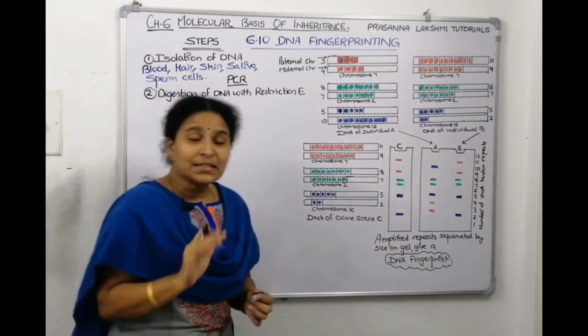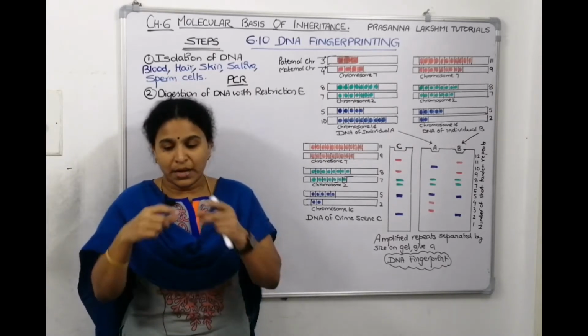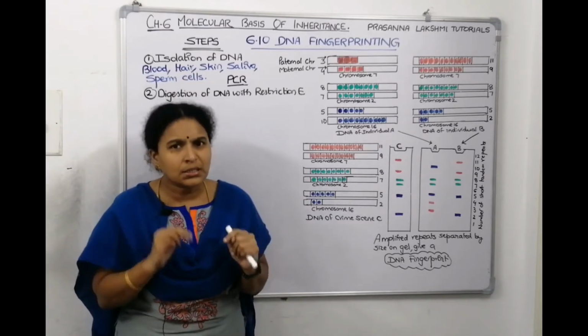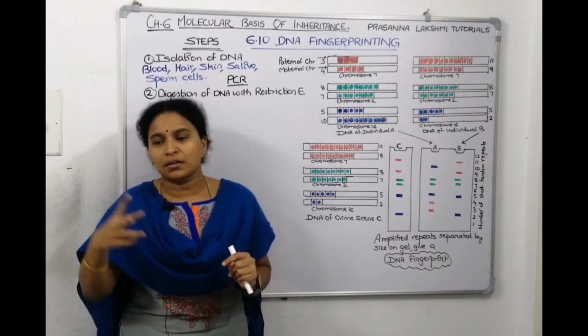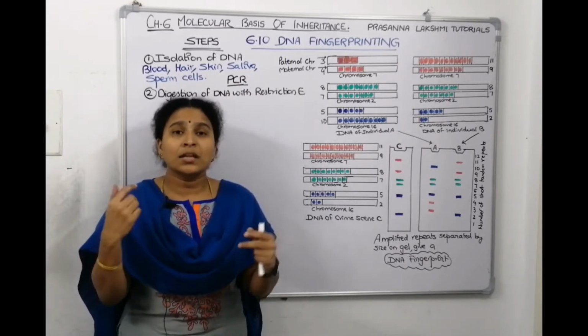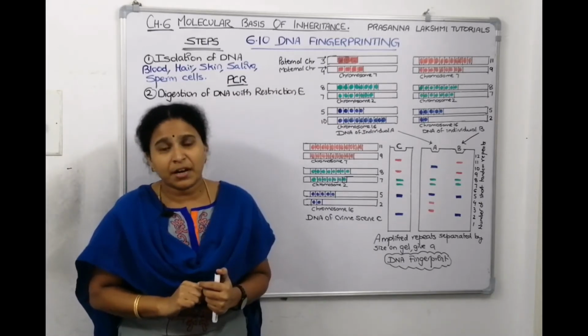So when you digest the DNA with the restriction enzyme, then what do we get? We are taking the DNA, I am taking a scissor, restriction enzymes are called molecular scissors, right? They cut the DNA in a precise manner. Wherever you want, there you tell, I want a cut here, it will cut it. I want a cut here, it will cut it. So then what does it generate? It generates fragments, right?